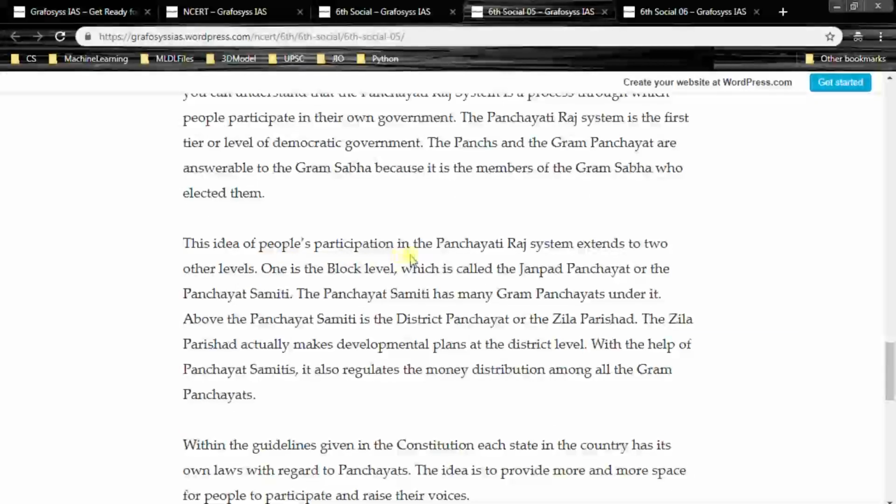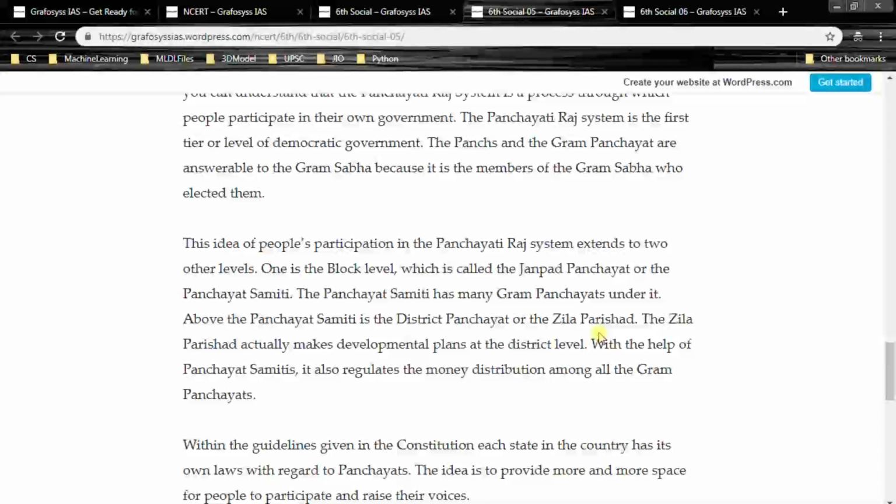This idea of people's participation in the Panchayati Raj system extends to two other levels. One is the block level, which is called the Janpad Panchayat or the Panchayat Samiti. The Panchayat Samiti has many Gram Panchayats under it. Above the Panchayat Samiti is the district Panchayat or the Zilla Parishad. The Zilla Parishad makes developmental plans at the district level. With the help of Panchayat Samitis, it also regulates the money distribution among all the Gram Panchayats.